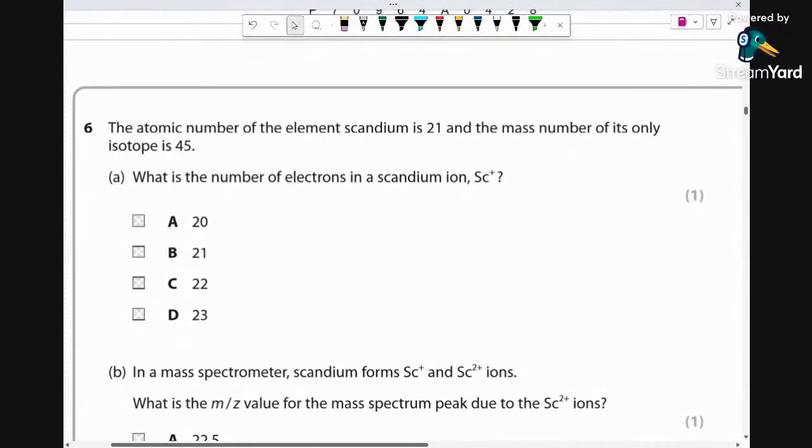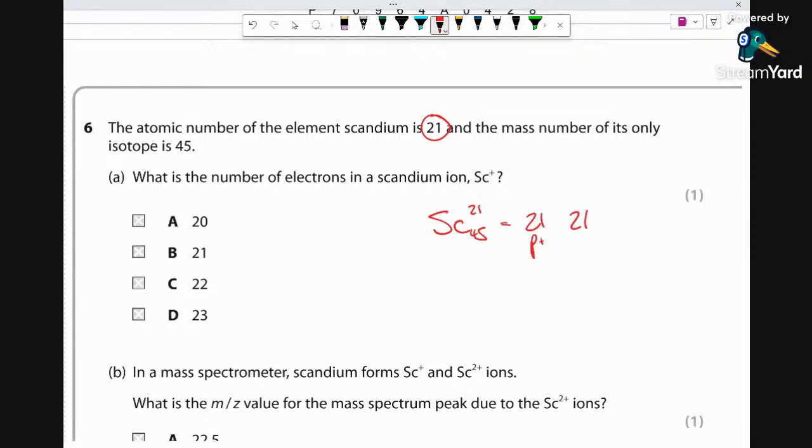Okay, the atomic number of the element scandium is 21, and the mass number of its only isotope is 45. What is the number of electrons in scandium 1+? Okay, that's quite clever. So, by the way, it's given us the element's number. It's element 21. You can find it on the table as 21. That means that in the original atom, scandium 21 and 45, we know that there would be 21 protons. We know that there'd be 21 electrons because they're always the same number in a neutral element.